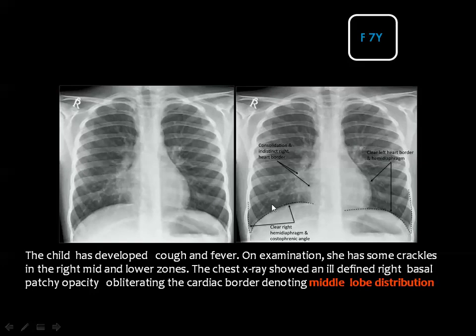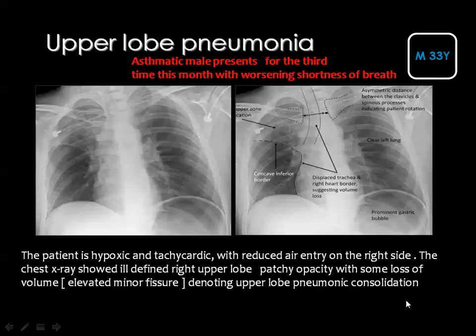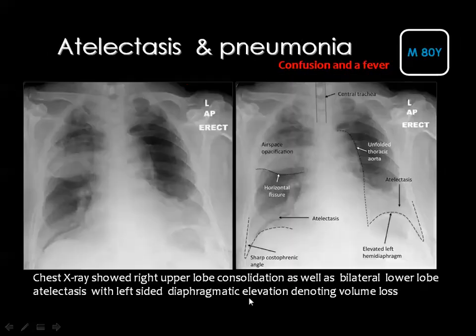In this example, there is an opacity that is related to the right cardiac border, which is masked by the opacity, denoting that the opacity is anteriorly located and indicating middle lobe consolidation. Here you can see an opacity in the right upper lobe with some loss of volume, elevation of the horizontal fissure, and air bronchogram, and this is upper lobe consolidation. And you may see the distension of the gastric fundus underneath the left diaphragmatic copula.